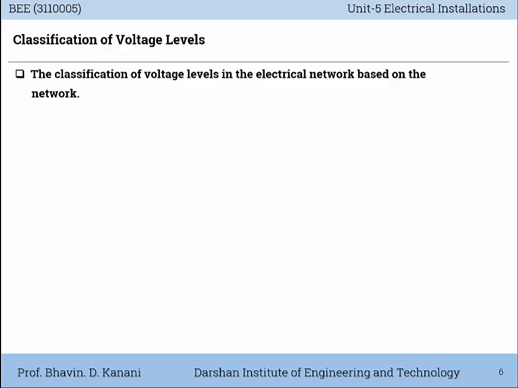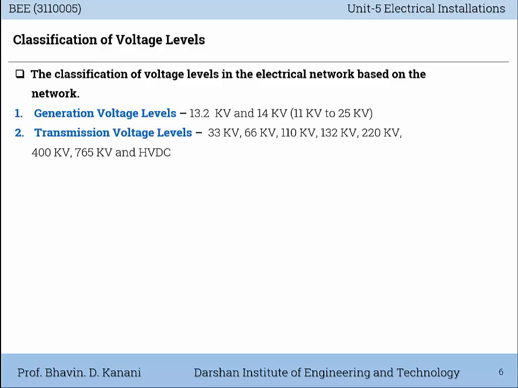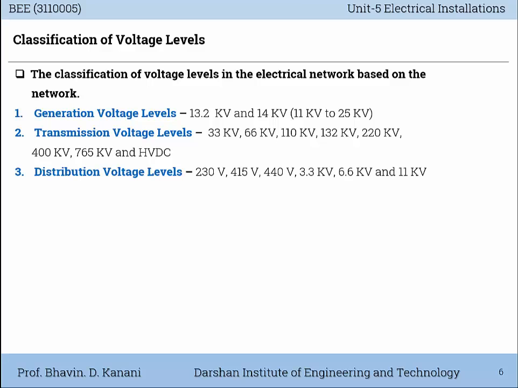Next is the classification of voltage levels in the electrical network based on the network. That means generation. So generation voltage levels are normally 11 kV to 25 kV in between. Mostly 11 kV, 14 kV and 13.2 kV are used at generation. Then transmission voltage levels. That means electrical power is transmitted from power plant to the substations. These voltages are 33 kV, 66 kV, 110 kV, 132 kV, 220 kV, 400 kV, 765 kV and HVDC.